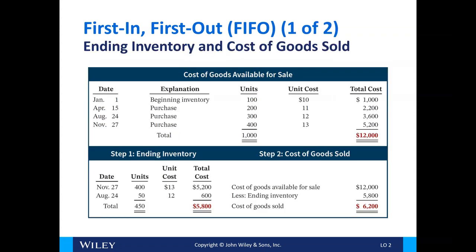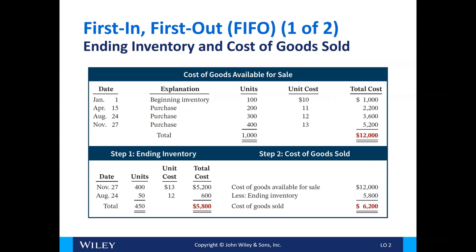All right, so cost of goods available for sale. Again, total costs are 12,000. And so we sold 550 units, so we have 450. So we're going to actually start backwards. So the first 400 are going to be the last 400 that we sold. Okay, again, first in, first out.